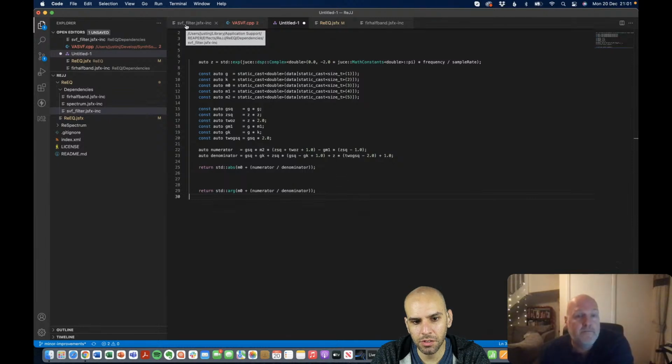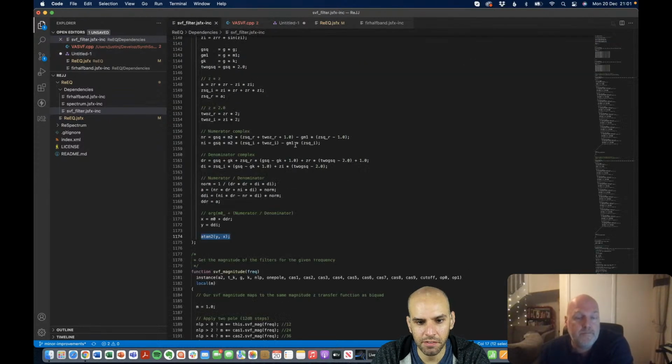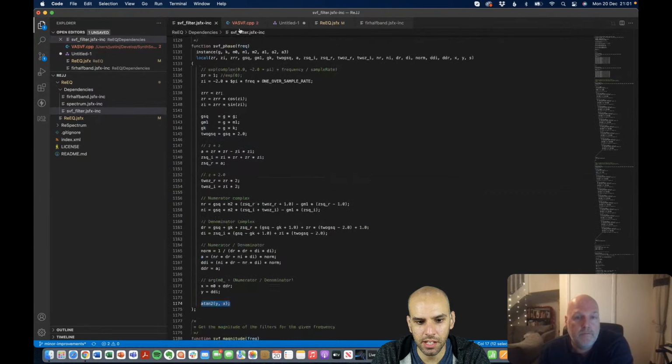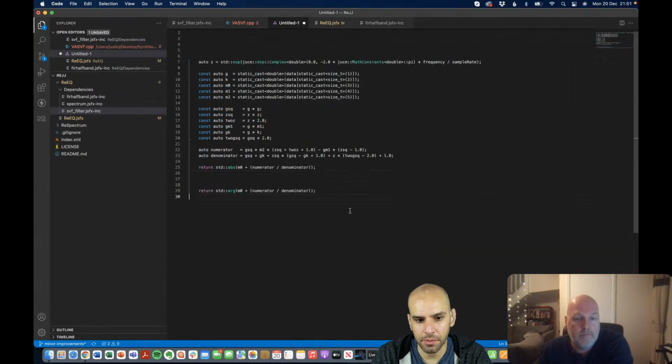Yeah, in that code, it's interesting. They divide by the denominator, but they don't check if the denominator is 0. A102 is doing that in JSFX, but it's not doing that there.